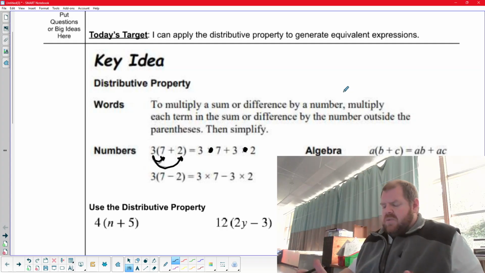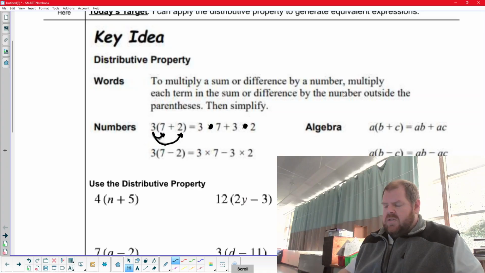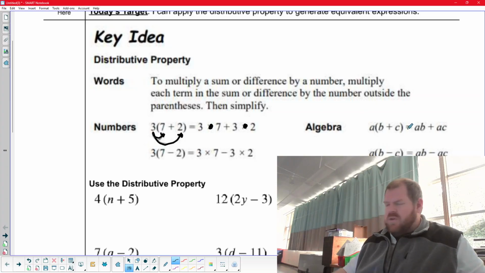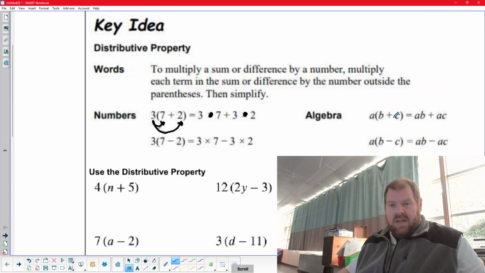The easiest way to think about this is that the word distribute is something like what I would do in class when I wanted to give a bunch of people an assignment. I'm going to distribute that to them. I'm going to hand one copy to every student. Whether we're looking at numbers or algebra, it's the same idea. In this problem, I am handing each letter a copy of A. In this one, I was handing 7 and 2 both a 3.